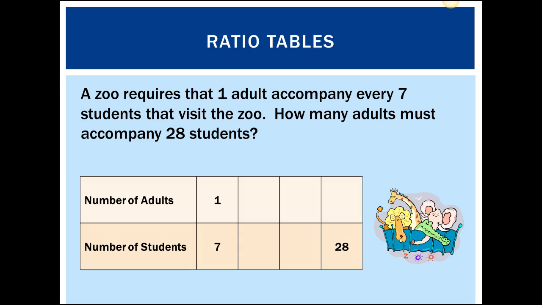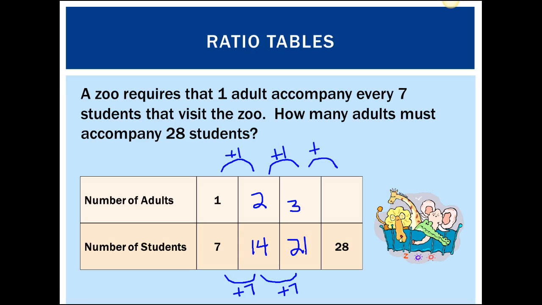In order to complete the table, we need to make equivalent fractions. We could add one adult and add 7 students each time to complete our table. So if there are 2 adults, we would have 14 students. We would need 3 adults for 21 students, and following the pattern, we would have 4 adults for 28 students. Each time we added 1 adult and 7 students.